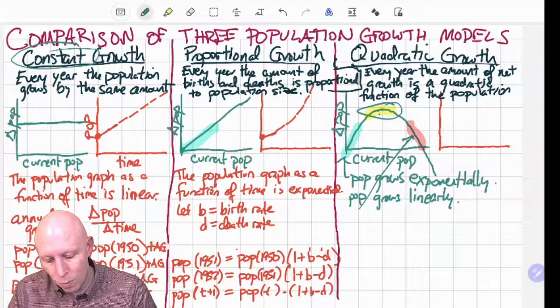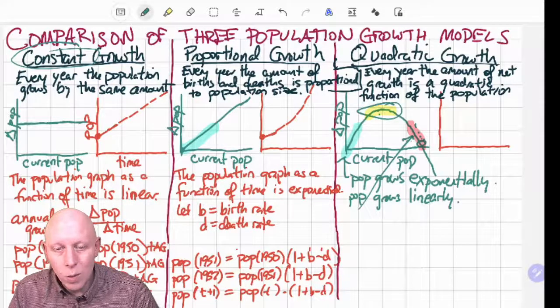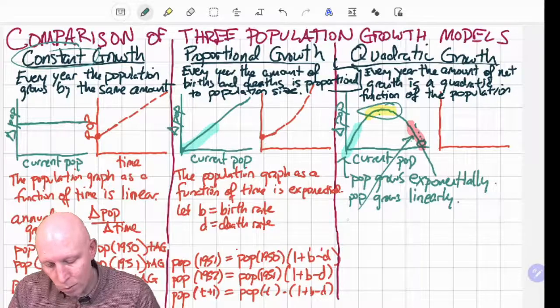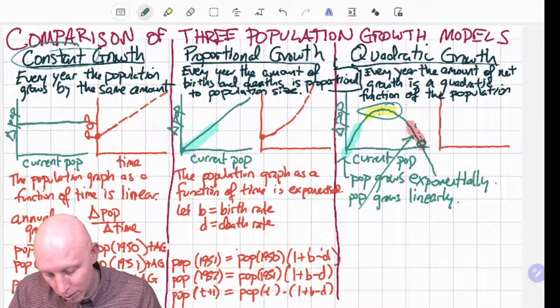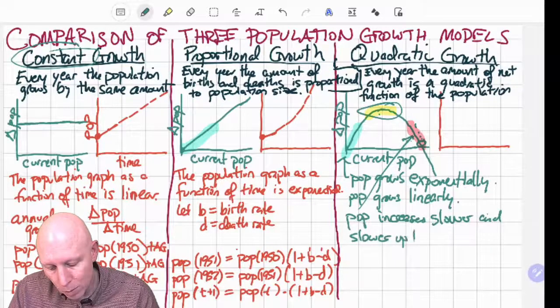well, as the population grows and grows and grows, it has to slow down. It has to slow and slow and slow. So the rate of change of the population is slowing down. So in this range, the population increases slower and slower up to a limit.